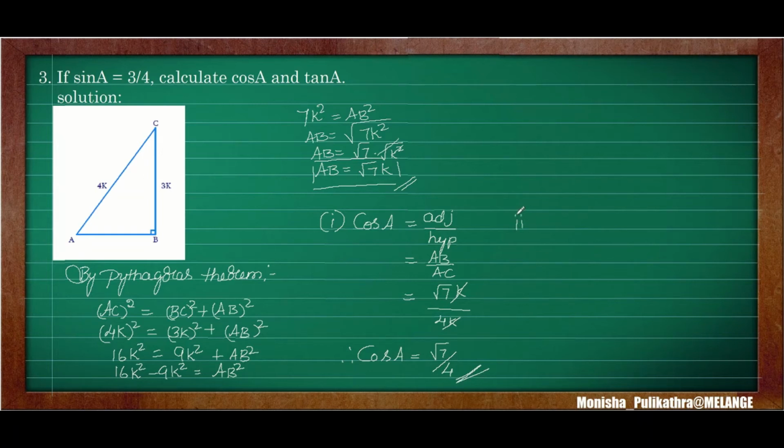Next, the second one is tan A. Tan A is opposite by adjacent. Here the opposite side is BC and the adjacent side is AB. So BC by AB. The value for BC is 3k and the value of AB is root 7k. Here the k's get cancelled. Therefore, tan A is equal to 3 by root 7. So the value of cos A is root 7 by 4 and the value of tan A is 3 by root 7. I hope you understood this.